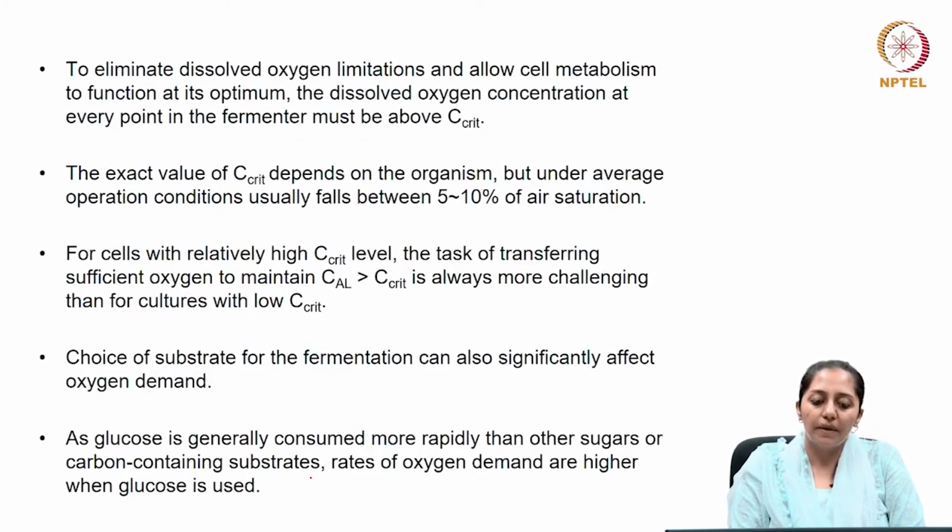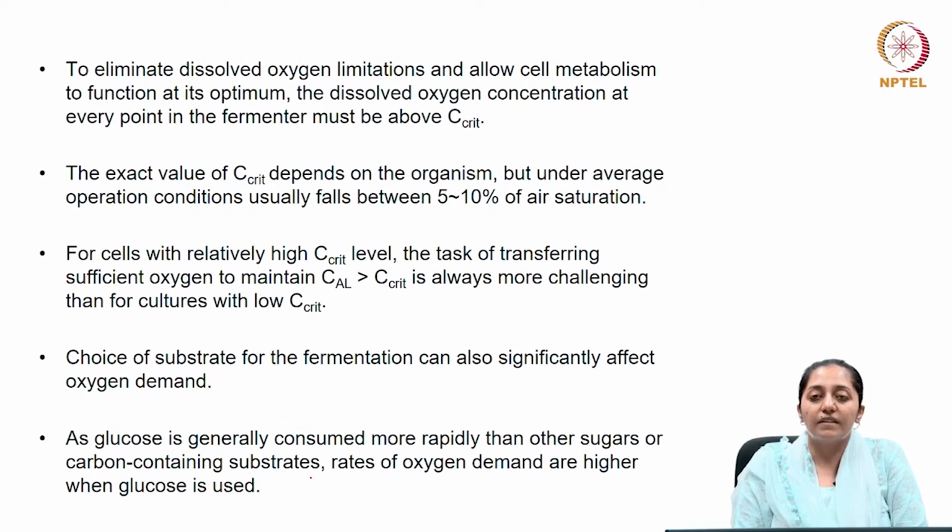Now, in order to eliminate dissolved oxygen limitations and allow cell metabolism to function at its optimum, the dissolved oxygen concentration at every point in the fermenter must be kept above the C critical value. The exact value of C critical is culture dependent, depending on the organism. However, in general, under standard operating conditions, it usually falls between 5 to 10% of the air saturation.